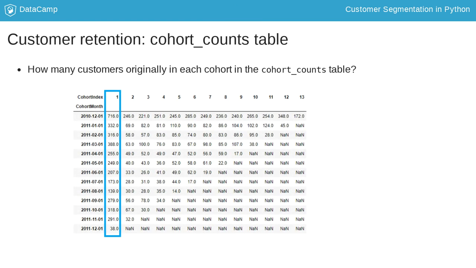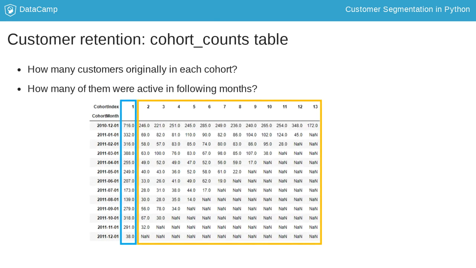The retention metric measures how many customers from each of the cohorts have returned in the subsequent months. We will use the data frame called cohort counts, which we created in the previous lesson. Our first step is to select the first column, which is the total number of customers in the cohort. Next, we calculate the ratio of how many of these customers came back in the subsequent months, which is the retention rate. One word of caution.